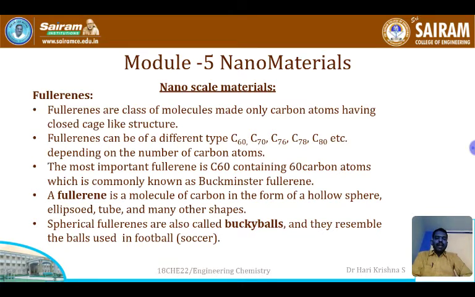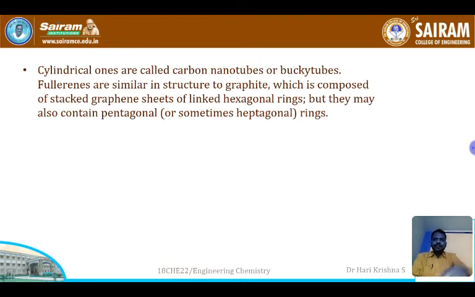A fullerene is a molecule of carbon in the form of a hollow sphere, ellipsoid, tube, and many other shapes. But it is mainly known for the ellipsoid shape rather than tube and other shapes. Spherical fullerenes are called buckyballs and they resemble a football. Especially C60 is made up of hexagons and represents the football shape. We also have cylindrical fullerenes, which are called carbon nanotubes or bucky tubes. Fullerenes are similar in structure to graphite, because it is made up of carbon only. It is composed of stacked graphene sheets linked as hexagonal rings.